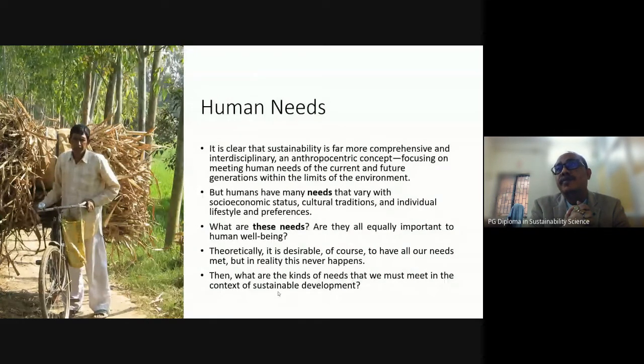Say from the micro, then meso, and macro level, from your local level to regional level, regional to national, national to continental, then continental to global context. That's why today we are talking about a sustainable planet, right?